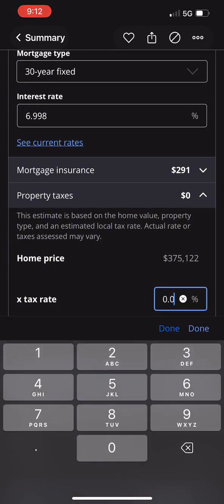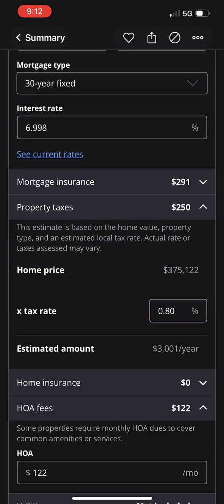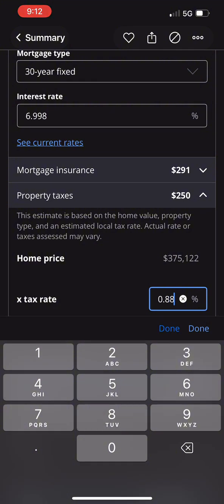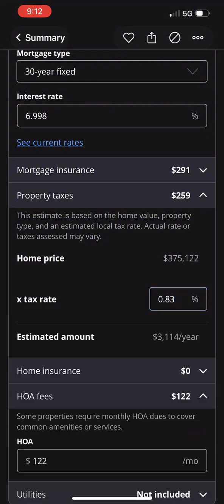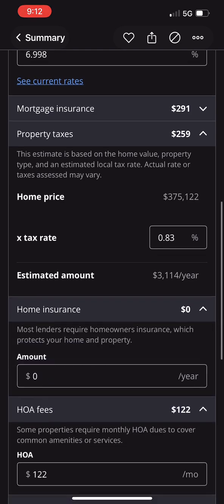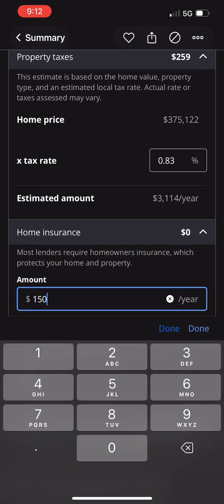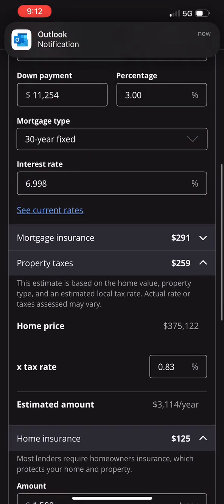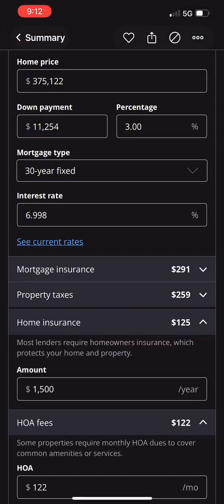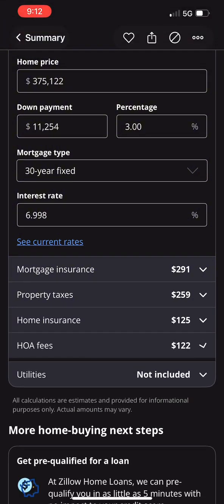Tax rate, trying to get that equal to 3,125. Play around with the number here so you can get that accurate. So we have our property taxes there accurately. We've got to enter in our homeowner's insurance.